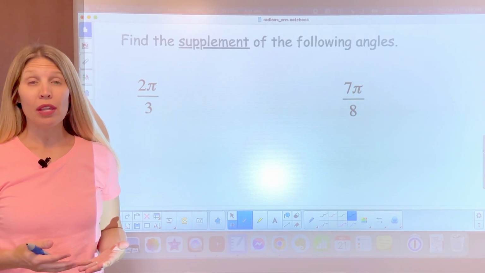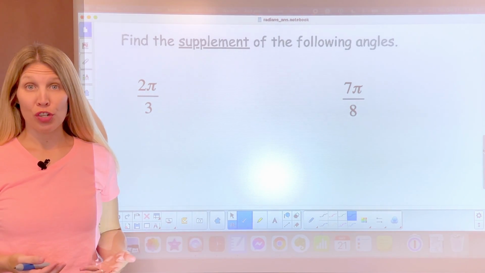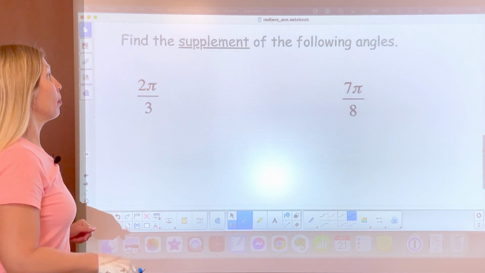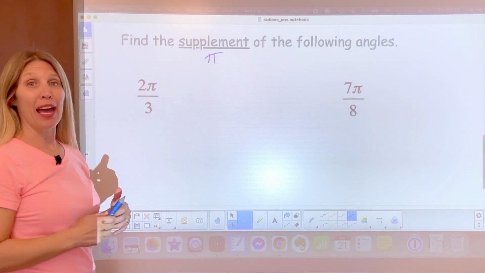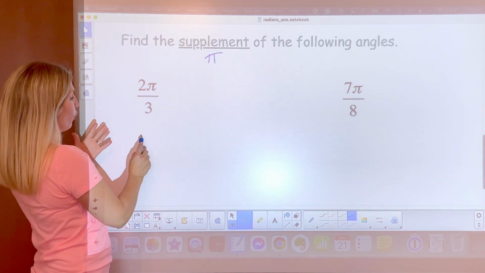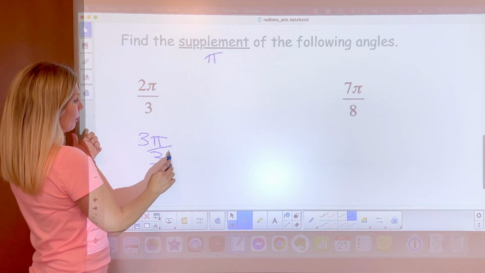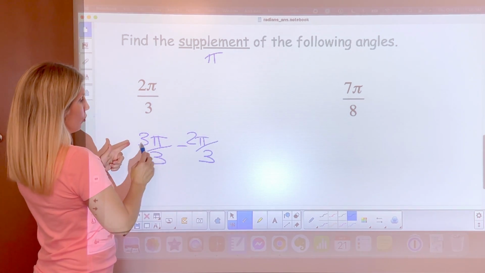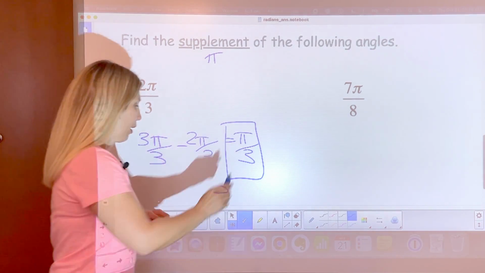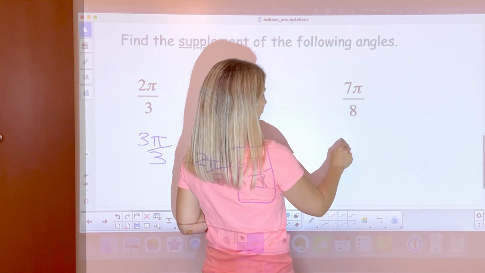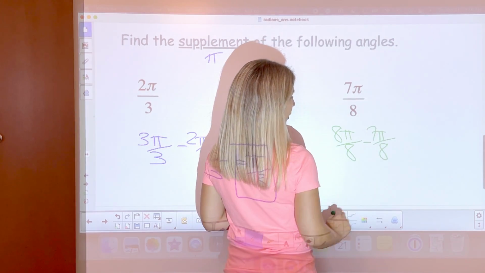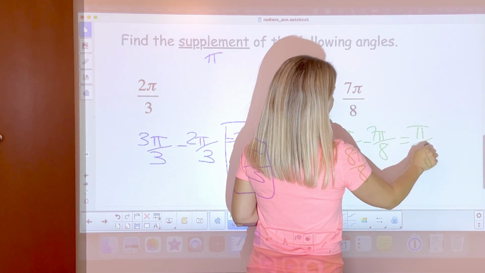Now there might be some angles that are greater than pi over 2. So there's not going to be a complement for them, and there's only going to be a supplement for them. So again, for the supplement, we need to find out how they add up to pi. So 2 pi over 3. If you have 2 pi over 3, a full pi would be 3 pi over 3 minus 2 pi over 3. So 3 minus 2, you've got pi over 3 for the supplement of this one. On the second problem, to get a full pi, you would need 8 pi over 8 minus 7 pi over 8. That leaves you with pi over 8.